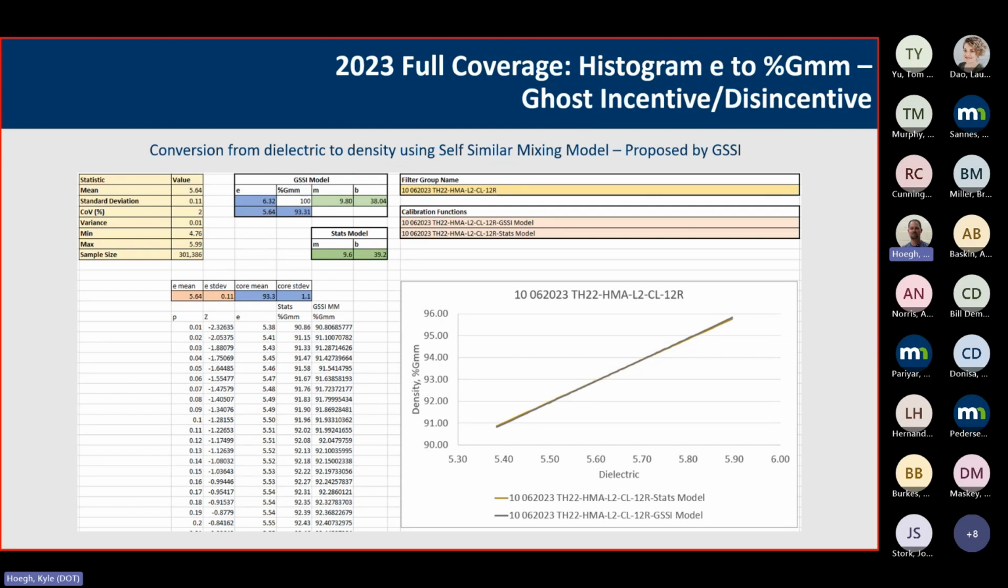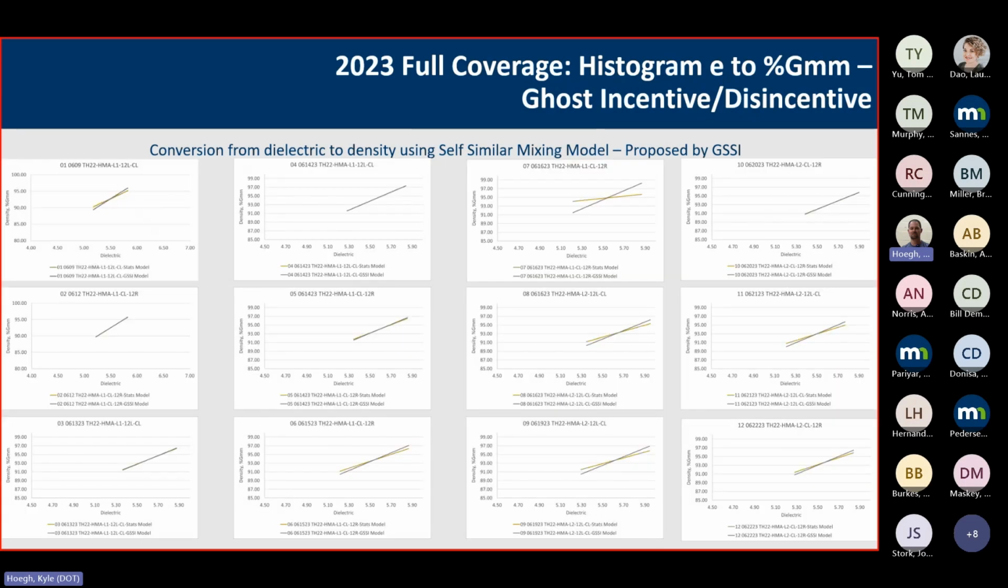So we've had some encouraging results using a self-similar mixing model. My understanding of this model is that it doesn't try to take the different dielectrics of all the different constituents. It just simplifies things: if you know a reliable dielectric for a reliable percent GMM, the change based on air is going to be the same regardless of the mix. It's a simple model, but it's proving to be really effective, where if you compare these two curves, they're really on top of each other for the most part.